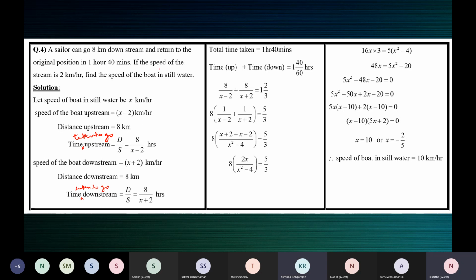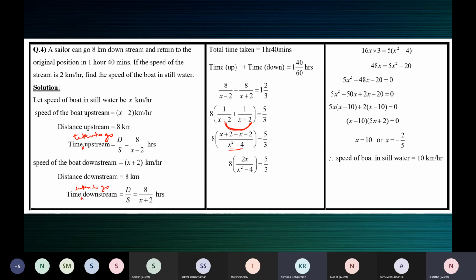So the working is mostly similar. See here, we take out 8 common. 8 is common. The distance factor is common, no? 8. Bring it out, and 1 by x minus 2, 1 by x plus 2. LCM is x minus 2 into x plus 2. What is a minus b into a plus b?